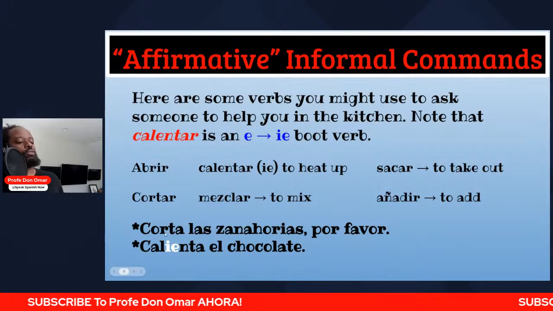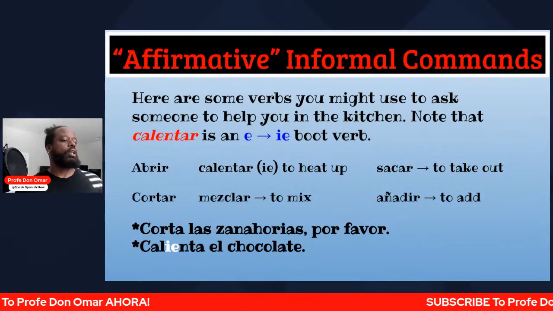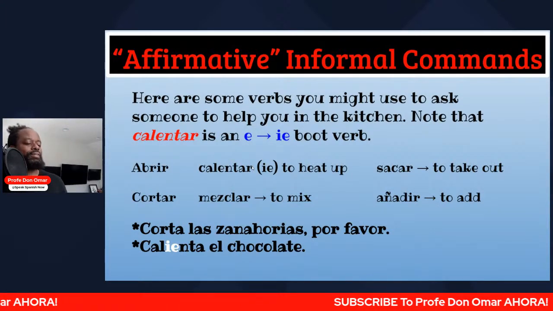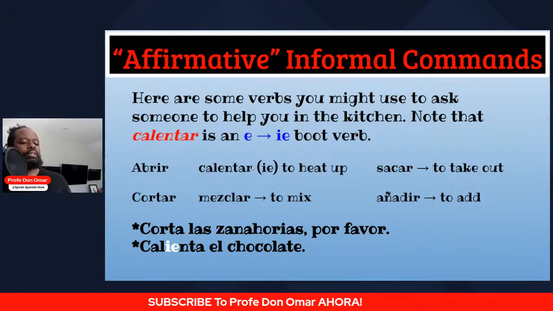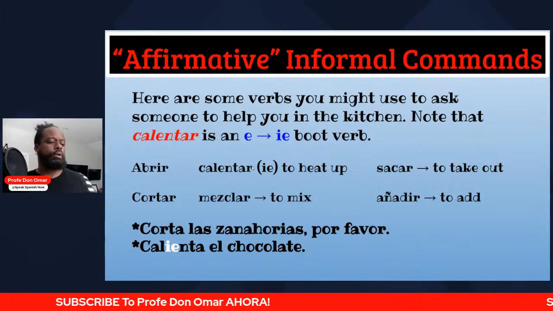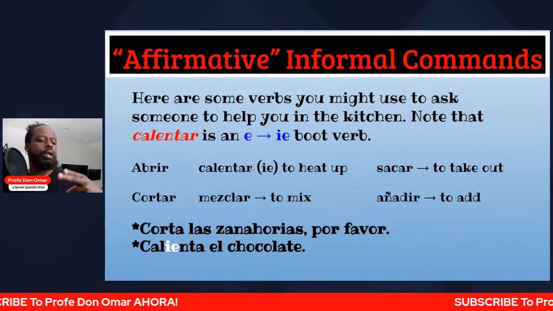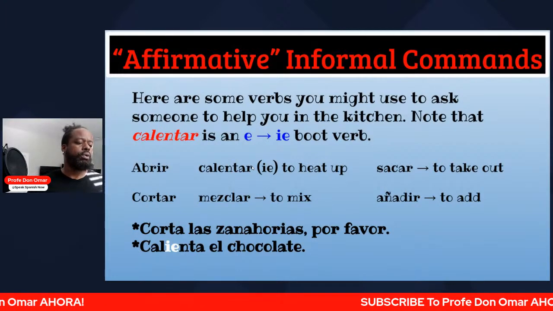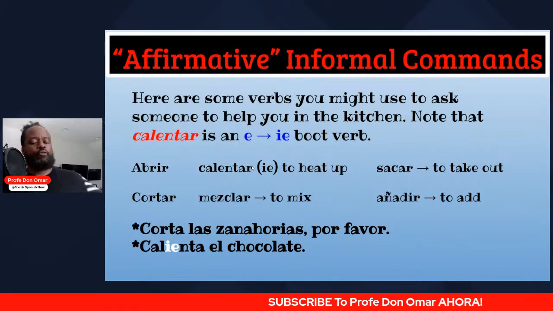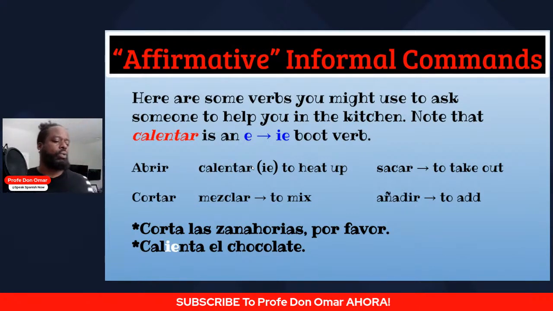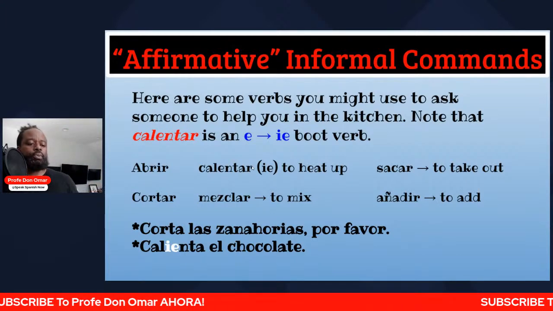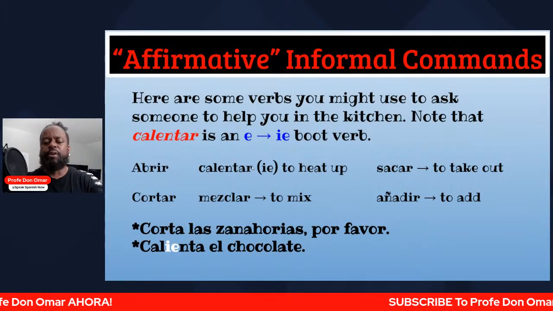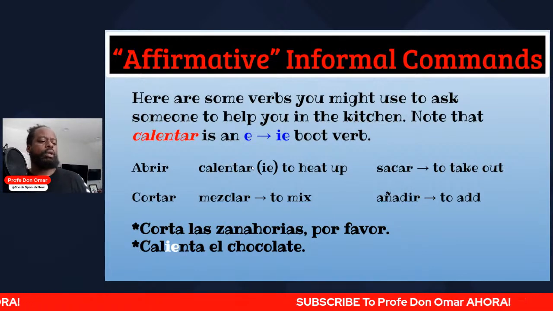Y aquí tenemos ejemplos usando los verbos que tenemos en la cocina. So we have some examples here that we use in the kitchen, right? So we've got corta las zanahorias, por favor. All right. Corta las zanahorias, por favor. So you're telling perhaps a friend, a roommate, or a child of yours, hey, cut the carrots, please. Right. Affirmative command, right?